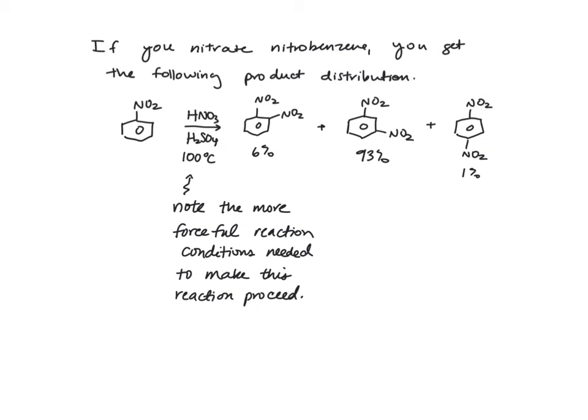We can see this effect in the nitration of nitrobenzene. When we get the product distribution, it is 93% of the meta-substituted product, showing this great preference over ortho and para. But note that the reaction conditions here are more harsh, that we had to heat the reaction to 100 degrees C to get it to go to completion, and that's because of the nitro group being a deactivator of the benzene ring.